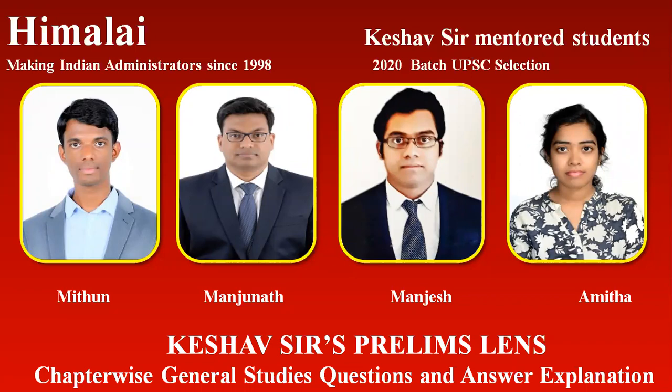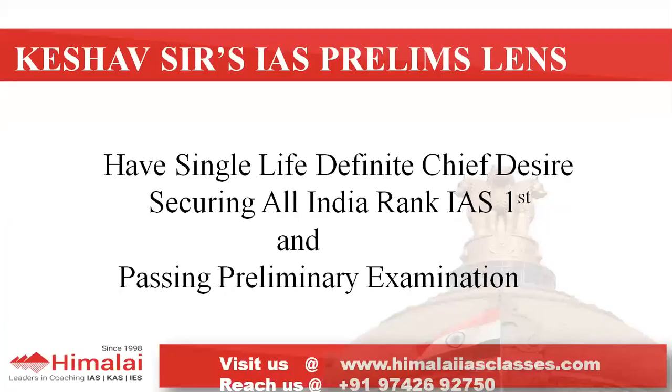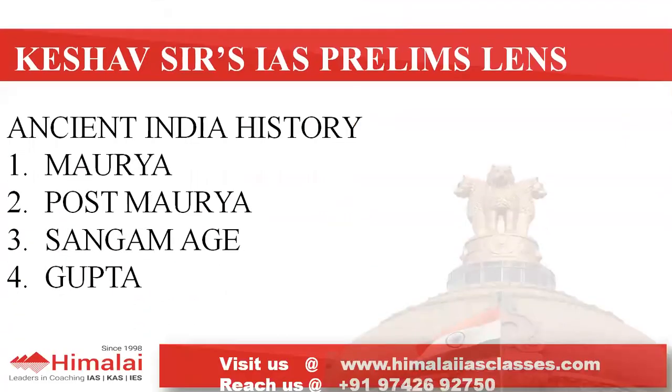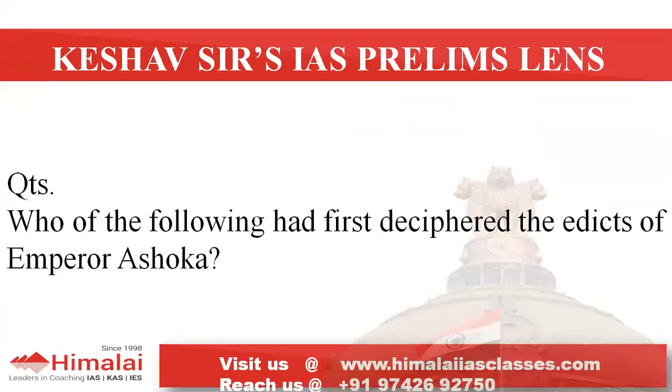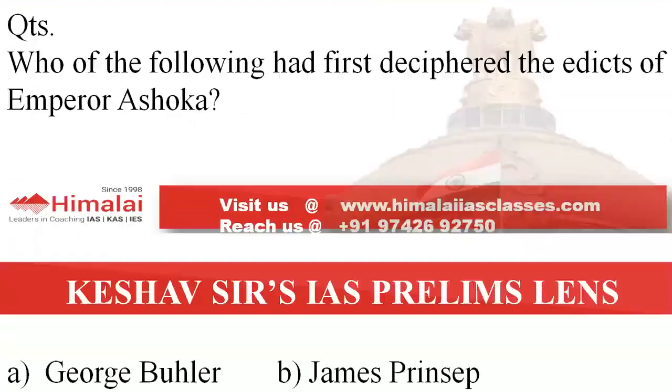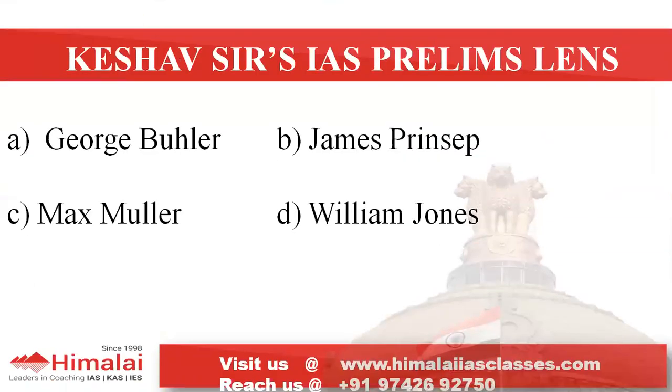We'll be continuing with the history topics. These topics specifically. Question: who of the following had first deciphered the edicts of Emperor Ashoka? Option A, George Bueller. Option B, James Prinsep. Option C, Max Muller. Option D, William Jones.